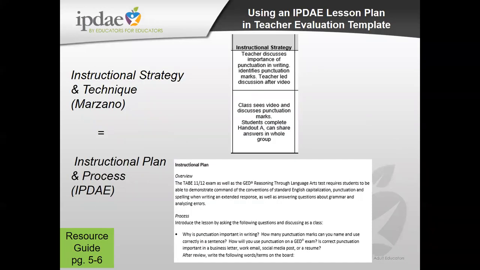Here, the instructional strategies and techniques section of Marzano are quite similar to the instructional plan and process portion, excuse me, of the IPDAE lesson plan. Since IPDAE lesson plans are so robust, there are often many ideas a teacher can select from for the different types of observations in our teacher evaluation process. Once the Marzano plan is looking at just one specific skill or objective that teachers want their administrator to observe, having lots of options in the IPDAE plan is quite useful.